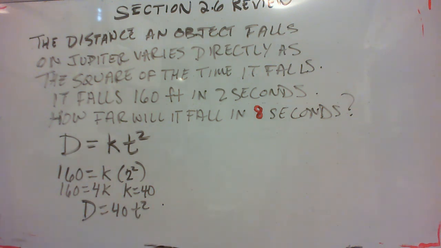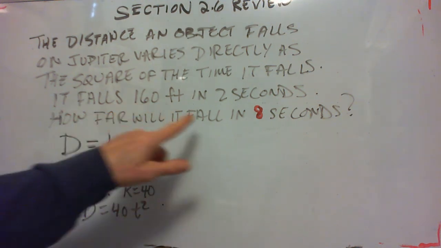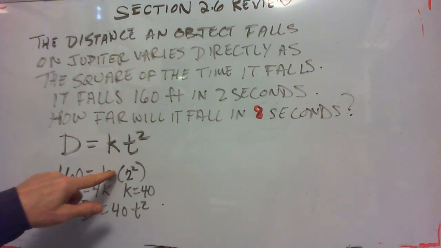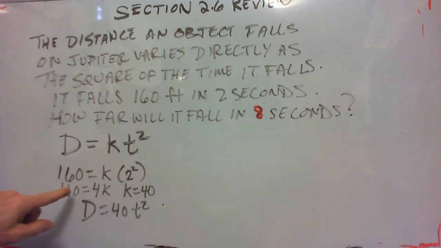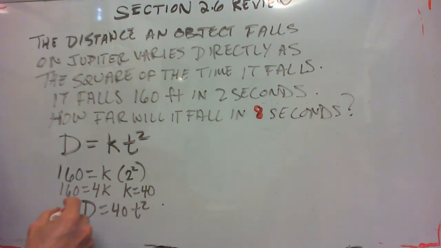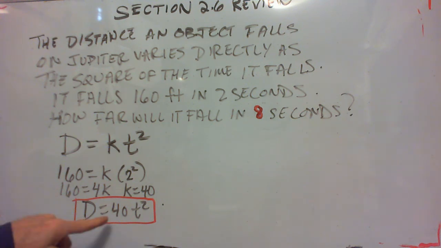So we plug in the data. d equals 160 when t is 2. So we get 160 equals k times 2 squared, or 160 equals 4k. That gives us k equal 40. So our completed model, that's what the homework asks for, is d equals 40t squared. Now on the Earth, it would be d equals 16t squared.